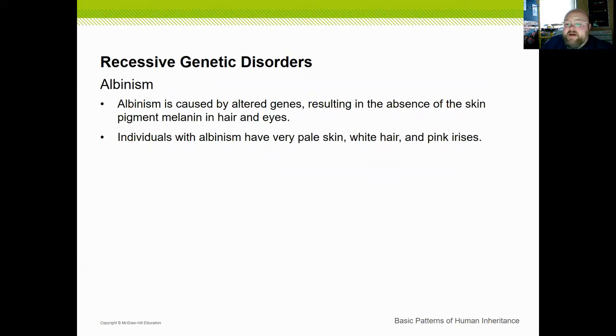A person could also have albinism. This is caused by altered genes that result in the absence of skin pigment, melanin, in hair and eyes. Individuals with albinism have very pale skin, white hair, and pink irises. Again, this comes from recessive traits being expressed.